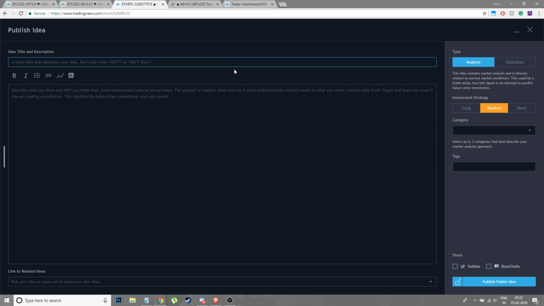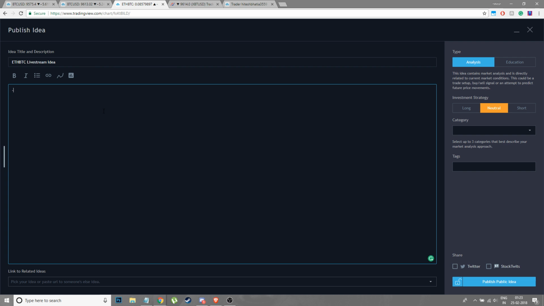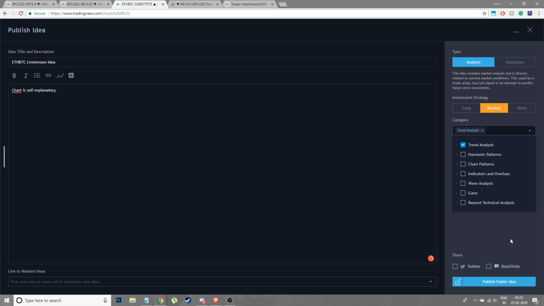So I'll leave this move to you. I'm going to publish this, but again, at your own risk, right? Do your own TA though. I'm neutral on this because there's both a long and a short move. Trend analysis, Twitter.